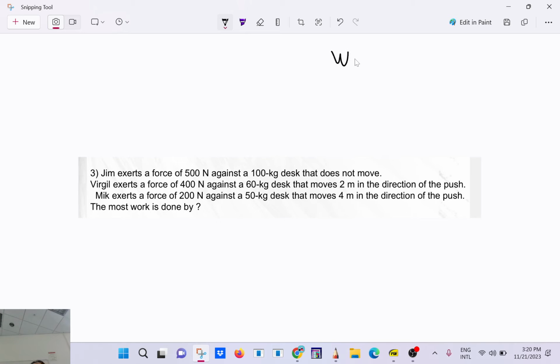So work done by something on something else equals force times distance or displacement. This has to be parallel. So Jim exerts a force of 500 newton and the desk does not move. So what's going to be the work done? 0, very good. I'm trying to trick you. There is no work done on the desk by Jim. Jim is doing work on the environment, the air molecules moving faster, but not on the desk.